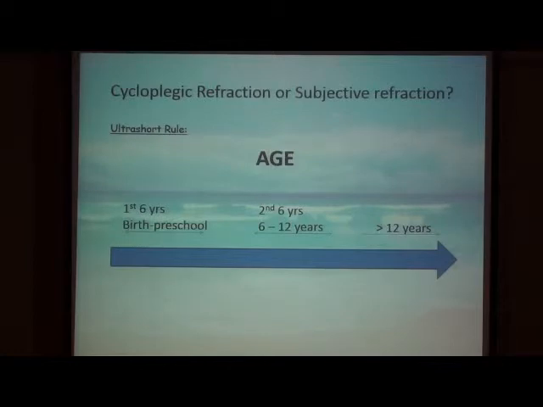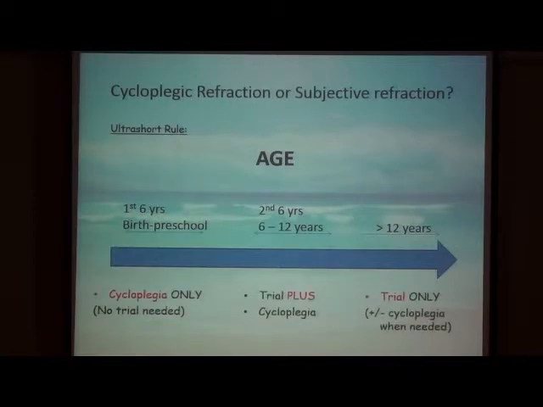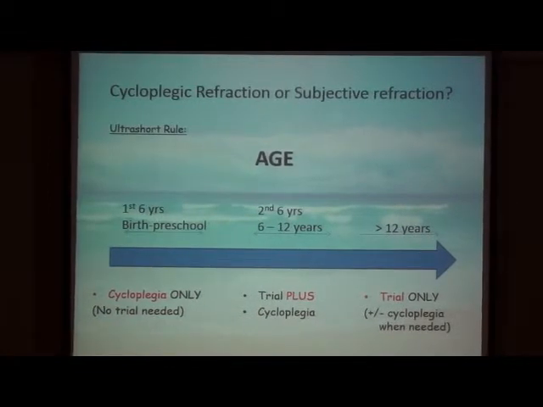In the first 6 years of life, usually we talk about preschool, we do cycloplegic refraction only. You don't have to do subjective refraction; it's hard to do. The next 6 years, from 6 to 12 years, we're talking about a school age child. You can do a trial, but you have to add cycloplegic refraction before you give the final decision on the glasses. Above 12, a trial is easy enough in most cases. However, in some cases we may need to do cycloplegic refraction, as I mentioned before.